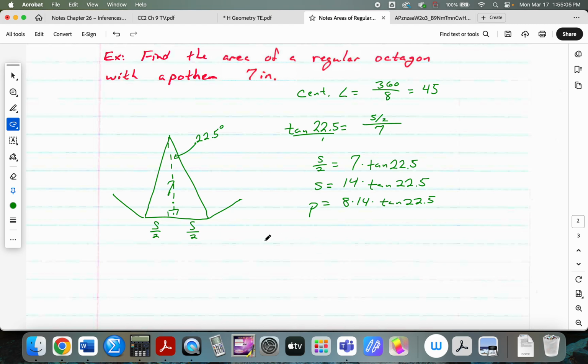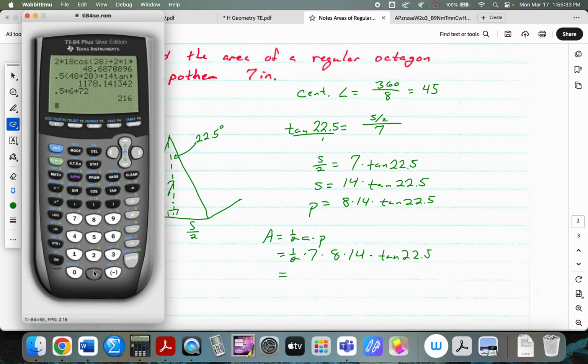So now I'm ready to find the area. The area is 1/2 of the apothem times the perimeter. So it's going to be half of the apothem, which is 7, times the perimeter, which is 8, times 14, times the tangent of 22.5. And your calculator will do all that for you. Just put it in like it looks. 0.5 times 7 times 8 times 14 times the tangent of 22.5.